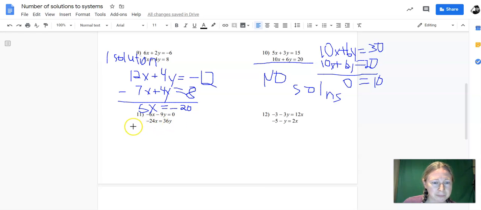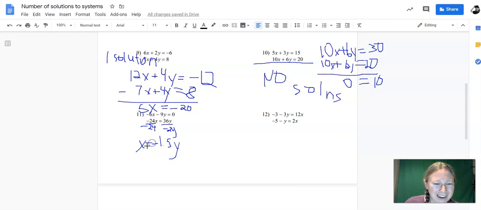Okay, third situation. Negative 6x minus 9y equals 0, and negative 24x equals 36y. This one seems like a good candidate to solve by substitution, because in the second equation, I can really easily get an x equals y type of relationship there. All I have to do is divide both sides by negative 24. That means x is equal to negative 1.5y.